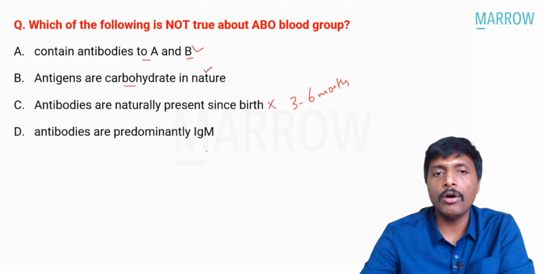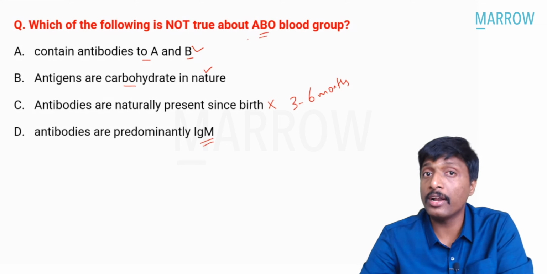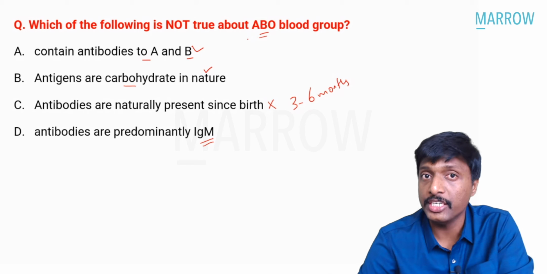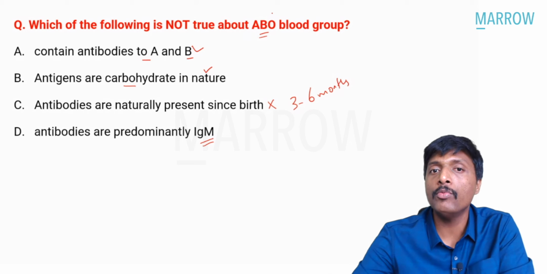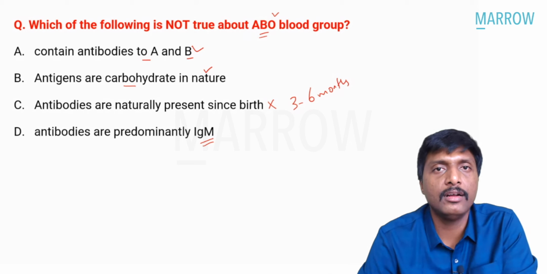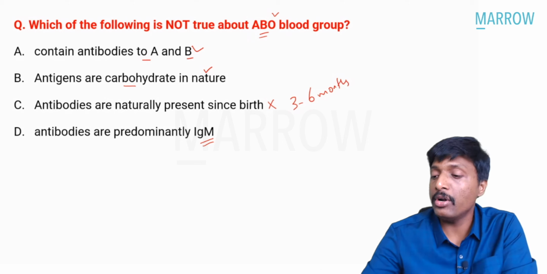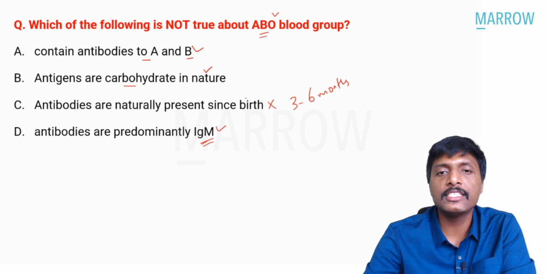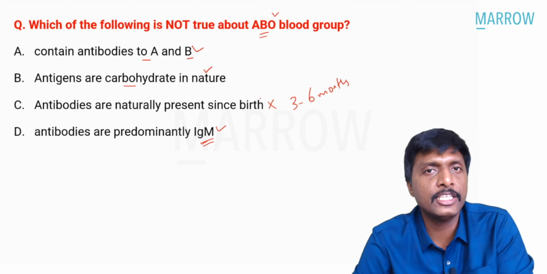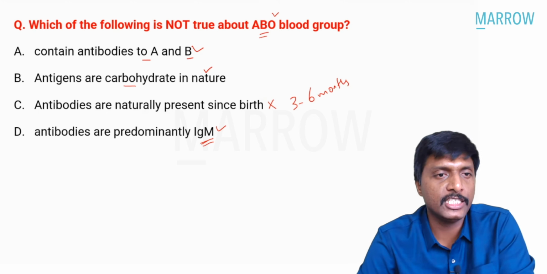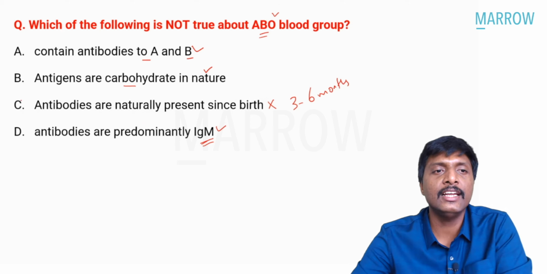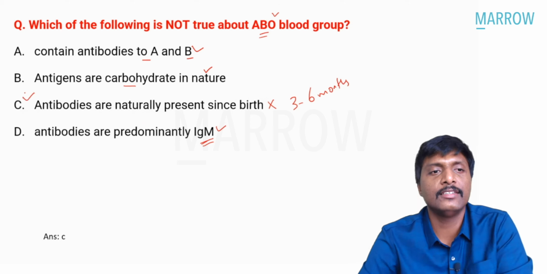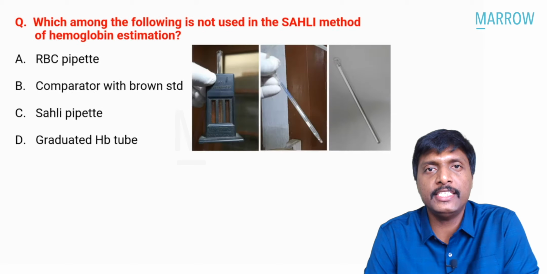These antibodies are predominantly IgM. See, ABO. See, Rh antibodies are IgG. Here it is about the ABO blood group discovered by our Karl Landsteiner. These antibodies are predominantly IgM, so this is true. So, 'these antibodies are naturally present since birth' is false. It takes time to establish, minimum 3 to 6 months. So, what is the answer here? Option C. Yes, C.